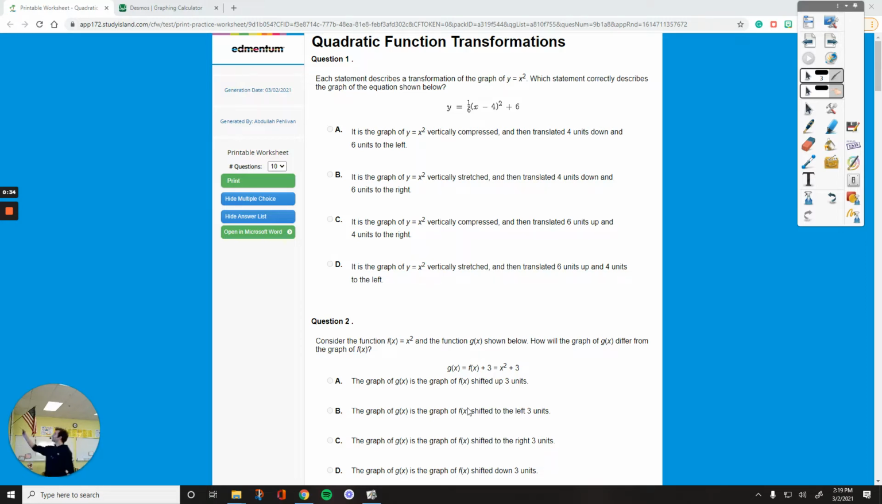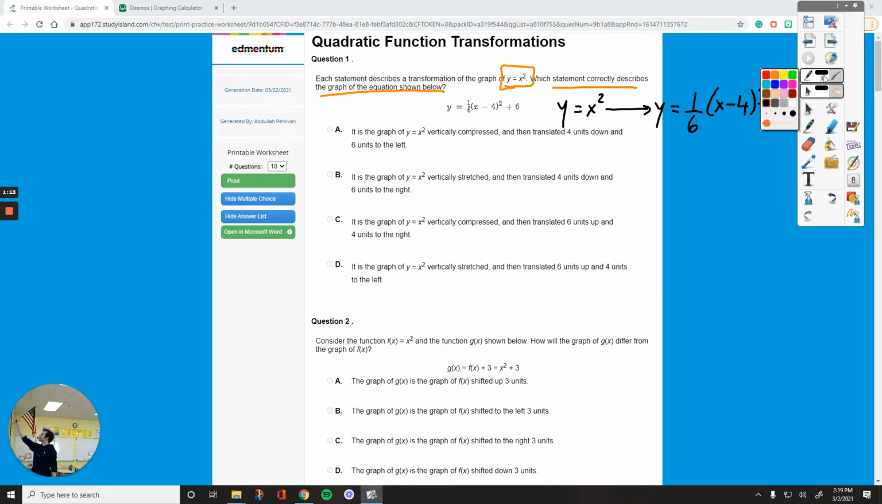It tells us that our original function is y equals f of x, and then it asks us to choose the correct form of transformations based on the second equation we have. So basically y equals x squared turned into y equals 1 over 6 times (x minus 4) squared plus 6. Now let's talk about each of these numbers one at a time.